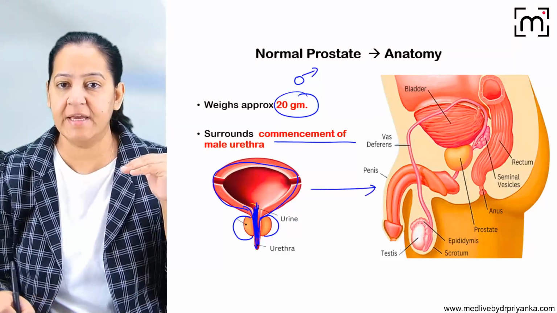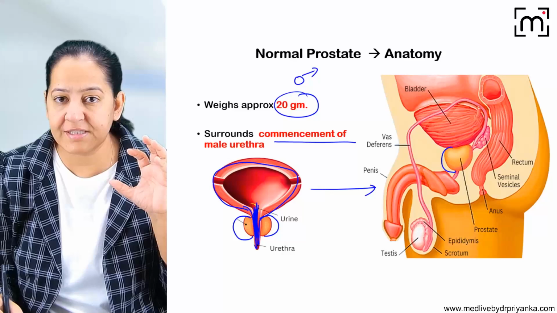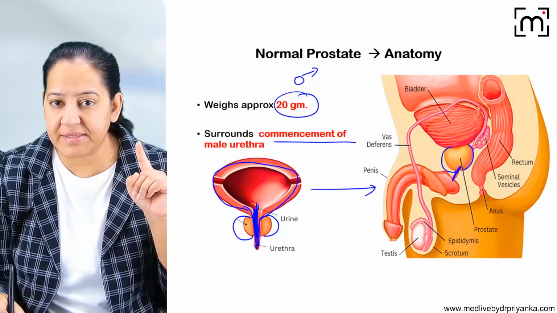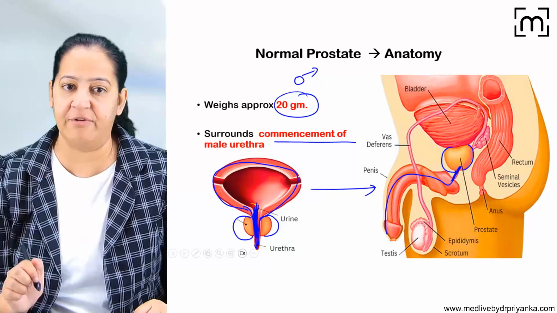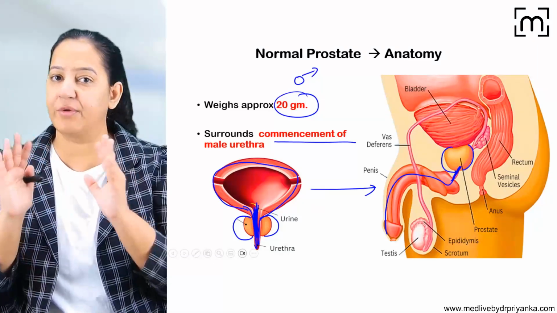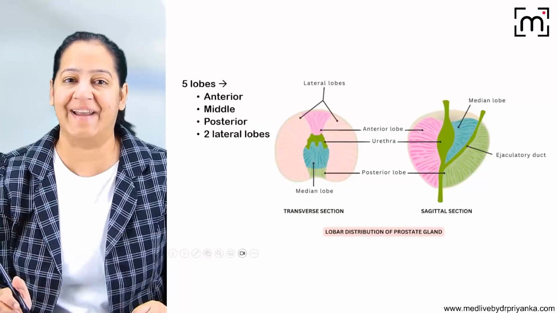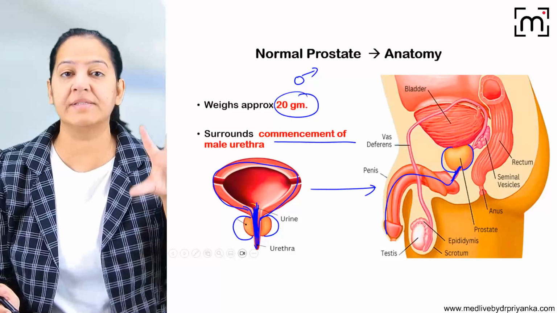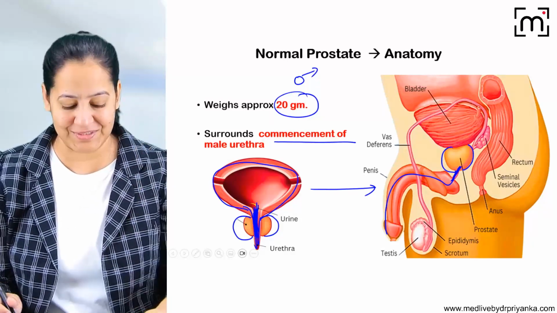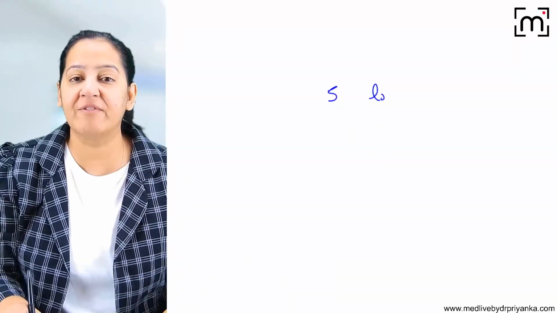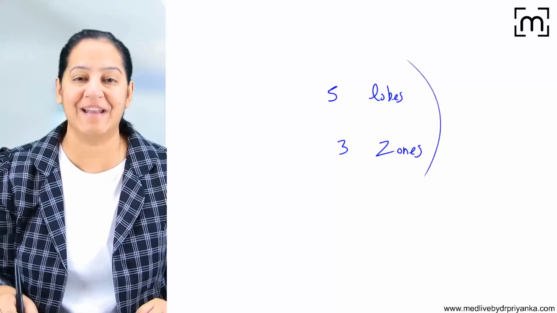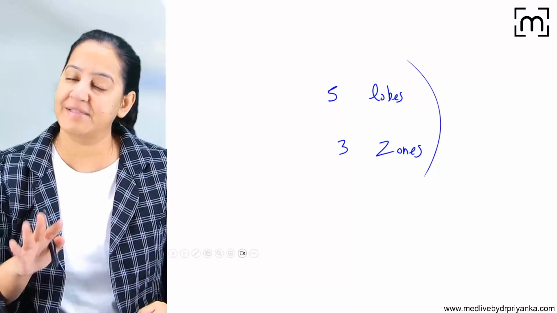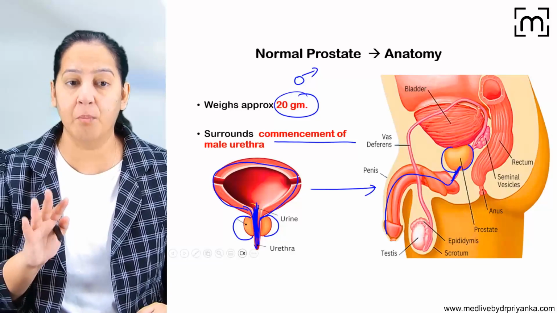And here you can see the other view also. This is the prostate gland. Here the urethra is, and this is the penis of a male. You can see the anterior view, you can see the lateral view. This is the prostate gland. Now in the prostate, you have to understand there are 5 lobes and 3 zones. So let me explain what you mean by 5 lobes, and what you mean by 3 zones in the prostate, and let me combine the two. Then you can understand the anatomy more importantly.